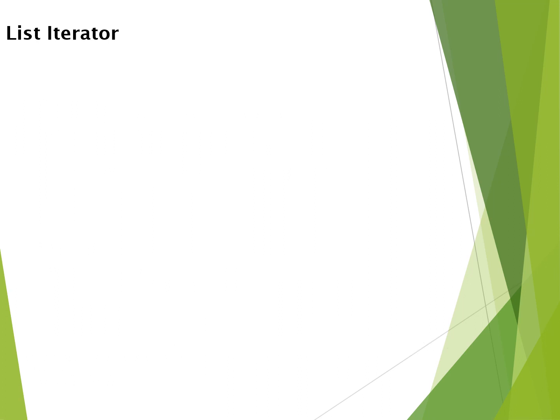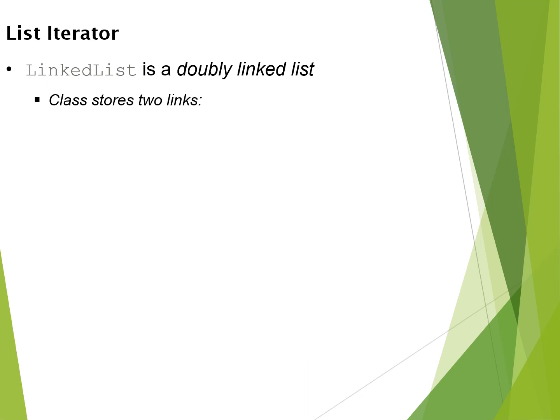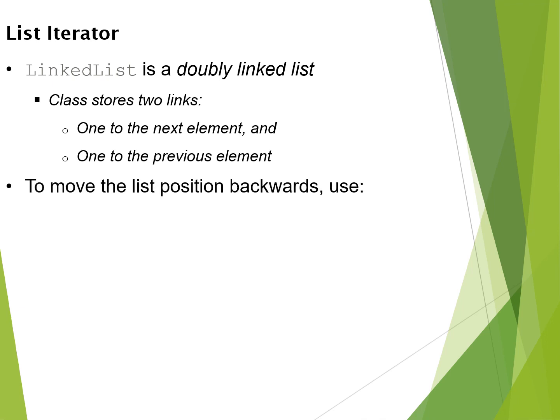It's important to know that the linked list in Java is a doubly linked list. What does it mean when we say we have a doubly linked list? It means that every element has a reference to the next element, and also it has a reference to the previous element. So the class stores two links, one to the next element, one to the previous element.